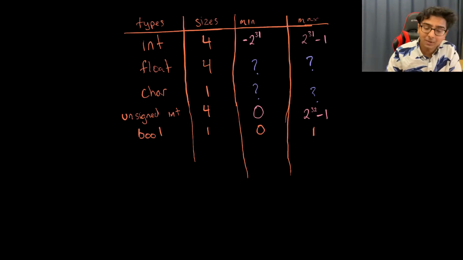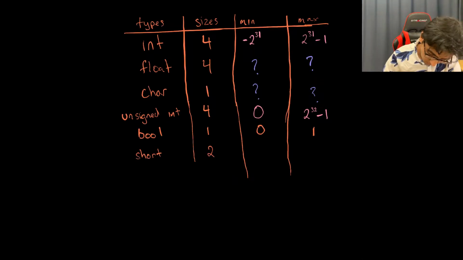And then we have the type called a short. A short is just 2 bytes, and a short will range from negative 2 to the power 15 all the way to 2 to the power 15 minus 1.